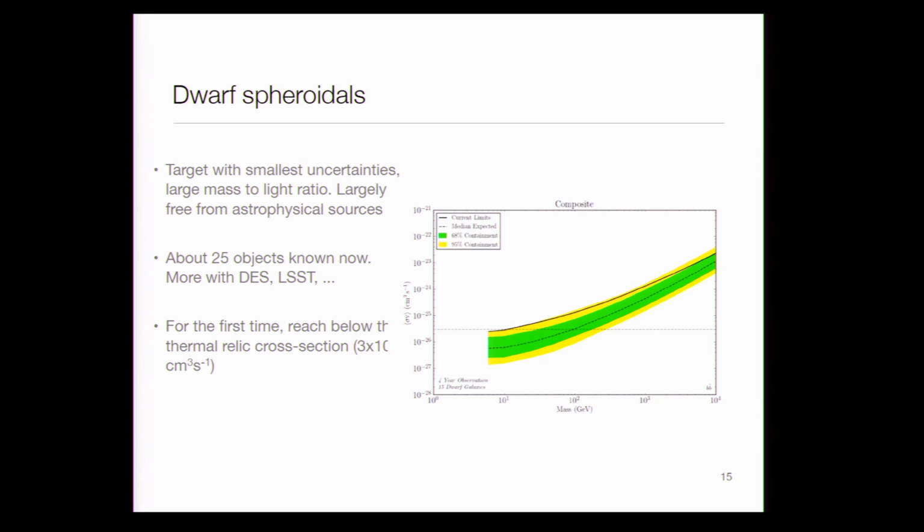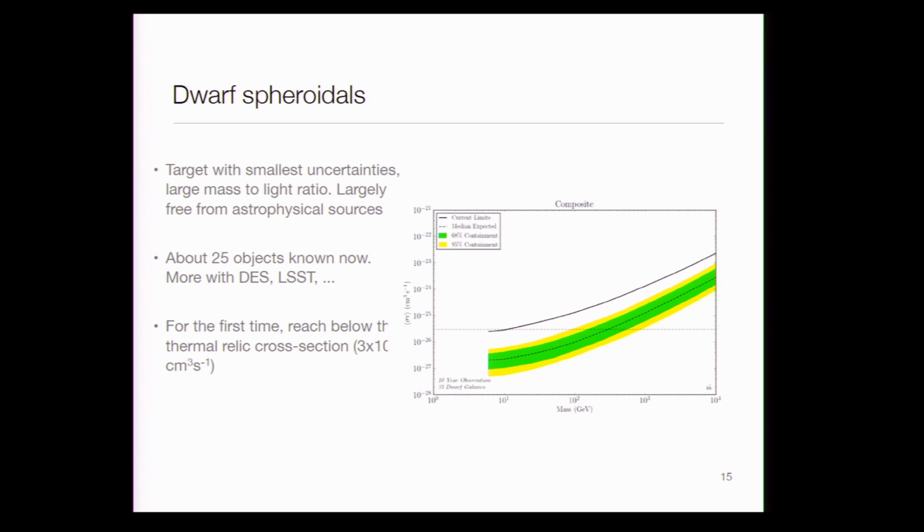We have actually done a stacking analysis, and this was very much done here at SLAC, of about 25 objects, and we found no signal. And we were able to put limits, and actually for the first time, with these limits, we were able to move below the thermal Rayleigh cross-section of 3 times 10 to the minus 26 that I mentioned before for some small range of the mass parameter space. In the future, we expect to improve that.